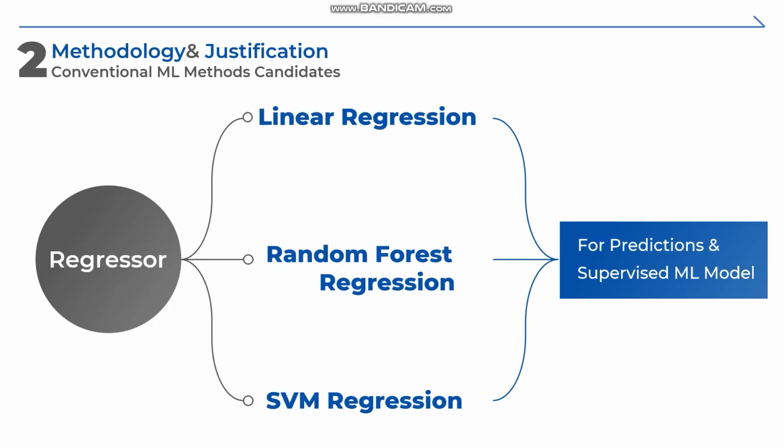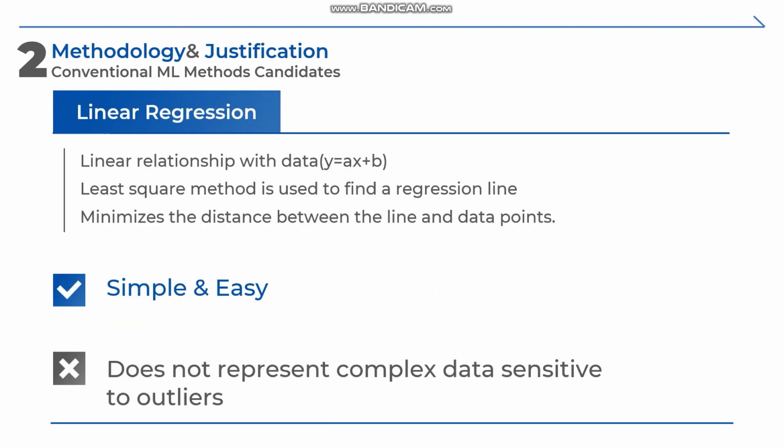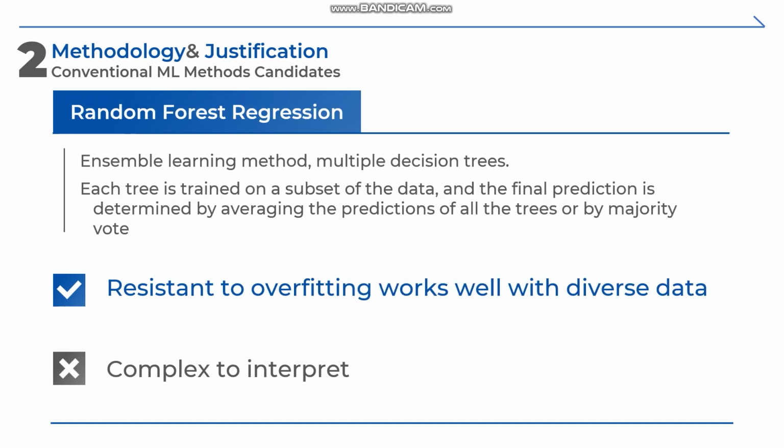In our project, we are considering three conventional machine learning methods: linear regression, random forest, and SVM regression. Initially, we can assume a linear relationship between the data, represented by the equation y equals ax plus b. In such cases, the least square method is employed to find a regression line, minimizing the distance between the line and the data points. Next, we consider random forest, an ensemble learning method using multiple decision trees.